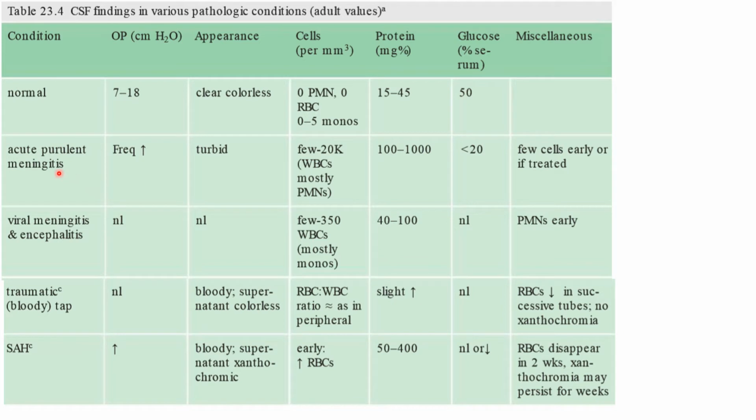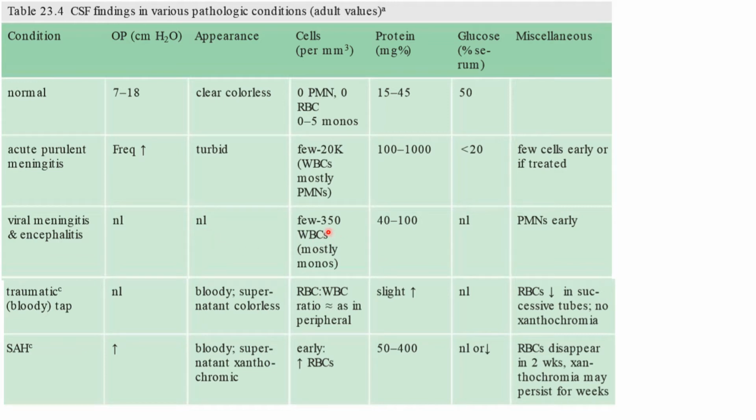Now, in acute meningitis, sometimes the opening pressure is increased. The appearance of the CSF due to the presence of bacteria is turbid. You should see, of course, an increase in the number of white blood cells, usually polymorphonuclear cells. Protein will be high. Glucose will be less than 20% of the serum glucose measured. In viral meningitis, usually the opening pressure is normal and the appearance is similar to the normal CSF.